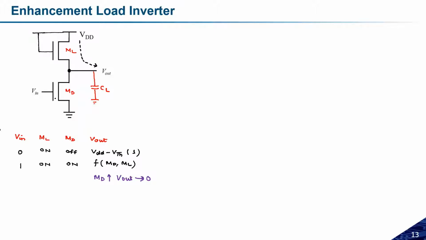We are seeing that if V in is equal to 0, MD will be in the off state, because the gate terminal is connected to 0. Okay, so MD is in off state, and because I have already provided the gate terminal of this ML to the high potential, it is always in on state, because this ML is nothing but the NMOS transistor. So because this ML is in on state, what I am expecting is that this VDD must be transferred to this V out.